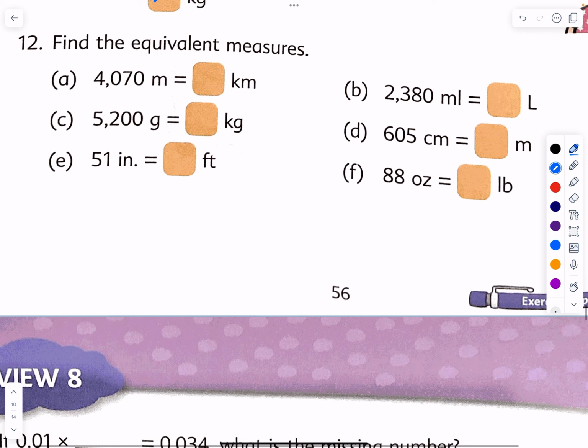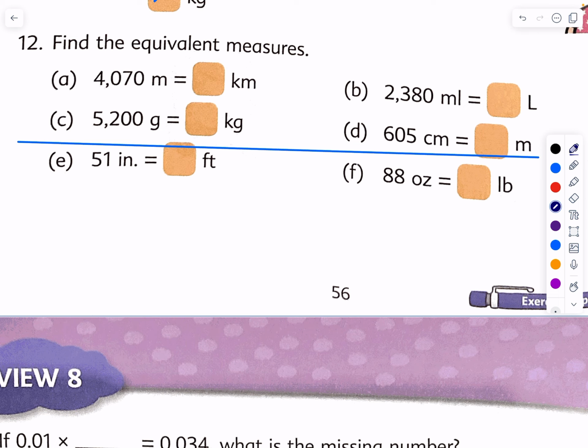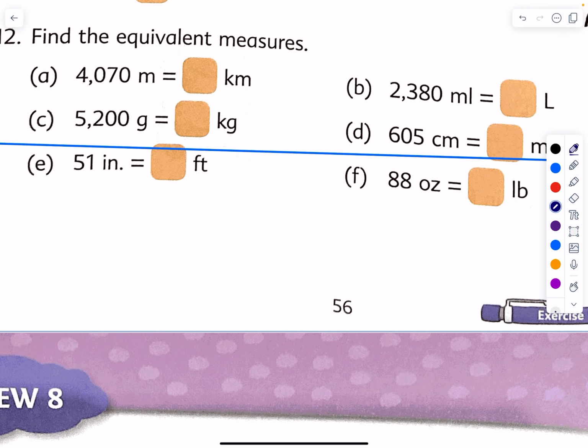Let's practice. We're at the bottom. We're almost at the end of this unit. Again, we have examples A, B, C, D that deal with the metric system. Let's tackle it first. And then we take care of E and F that has to do with customary units. So we do have 4 kilometers and 0.70 thousandths of a meter. We have 2.380 thousandths. We have 5.2 kilograms. We have 6 meters and 500 thousandths of a meter.